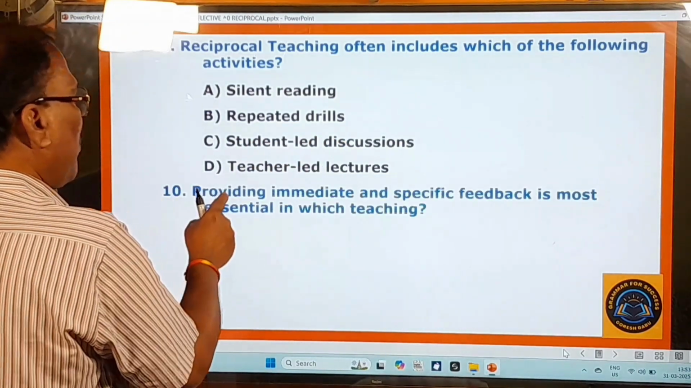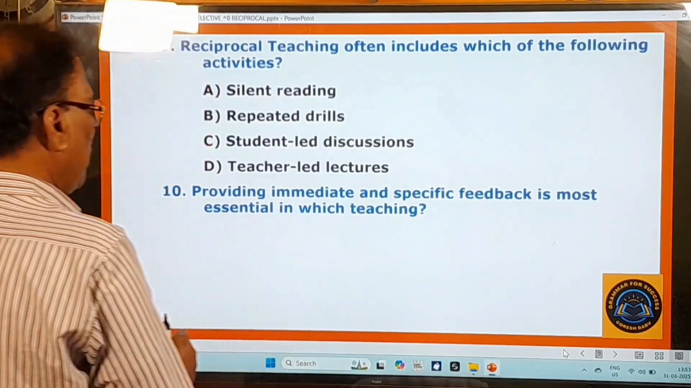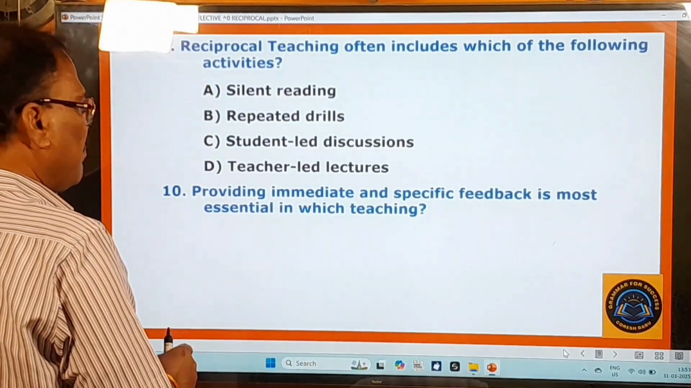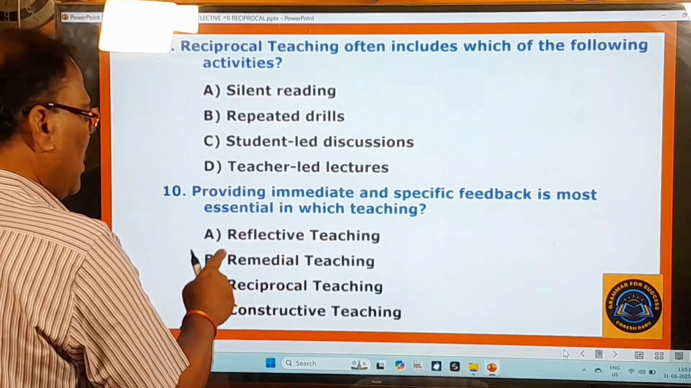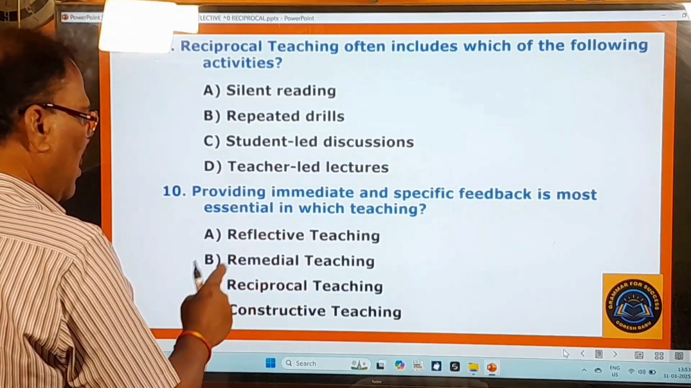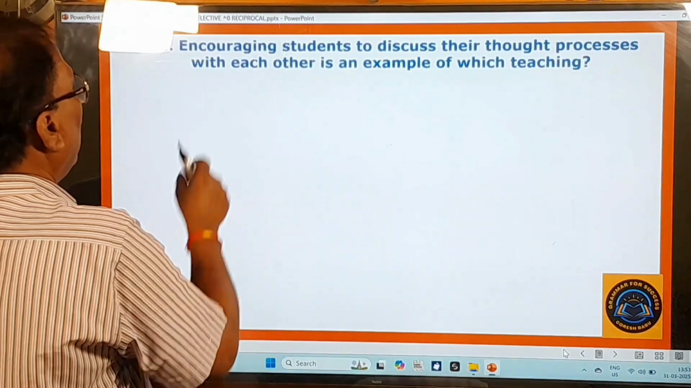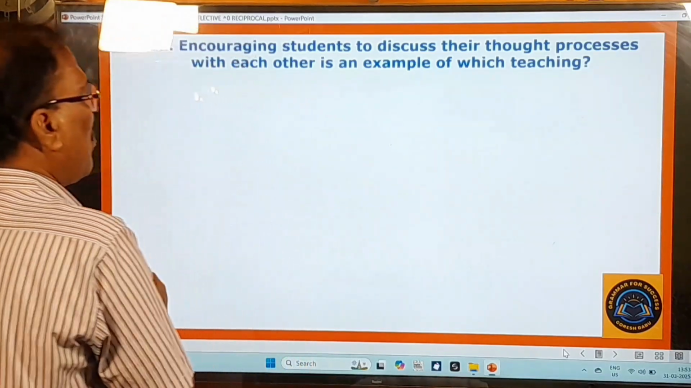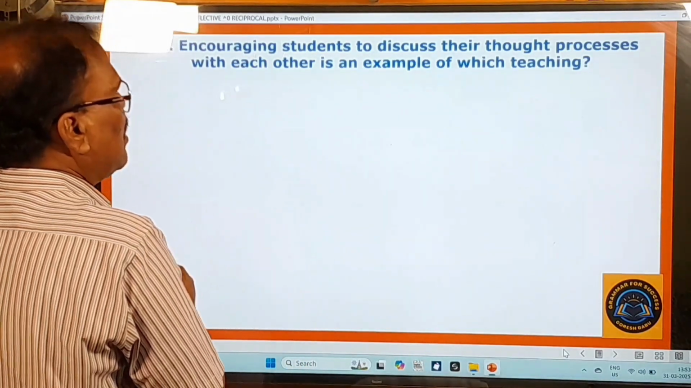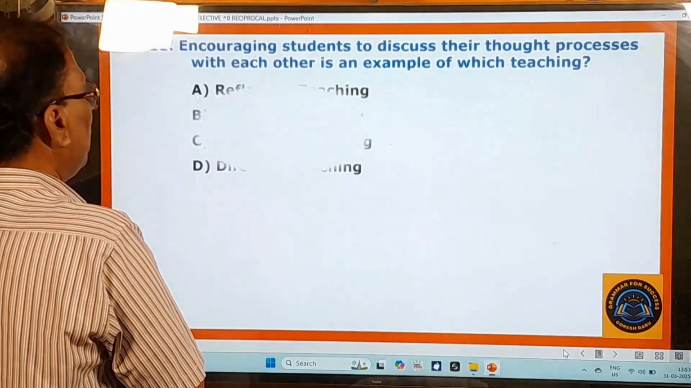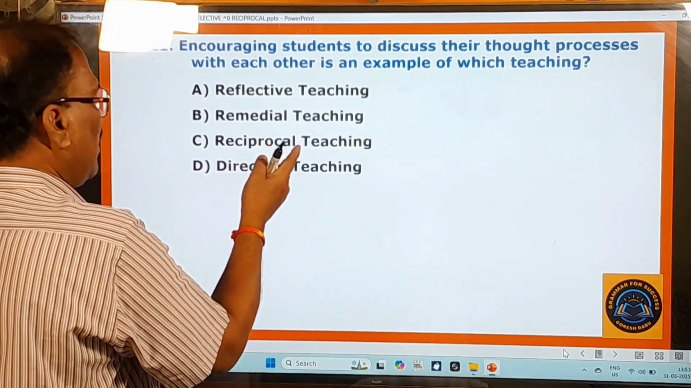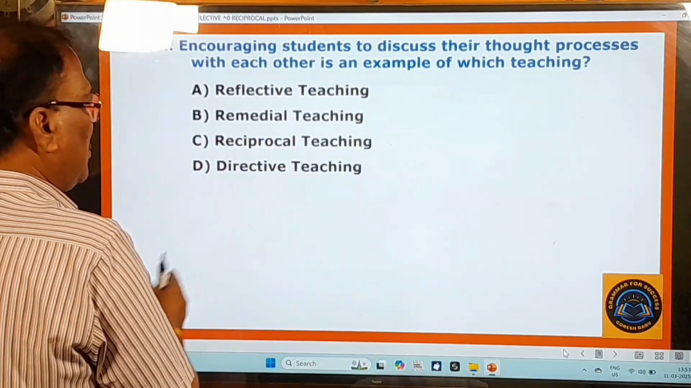10th question. Providing immediate and specific feedback is most essential in which teaching? Reflective teaching, remedial teaching, reciprocal teaching, constructive teaching. 11th question. Encouraging students to discuss their thought processes with each other is an example of which teaching? Reflective teaching, remedial teaching, reciprocal teaching, directive teaching.